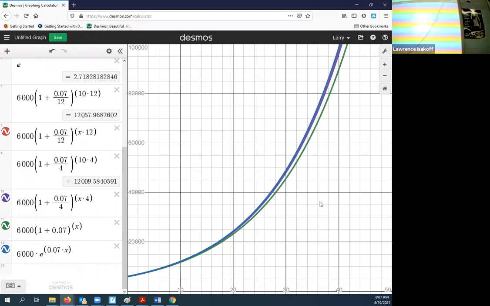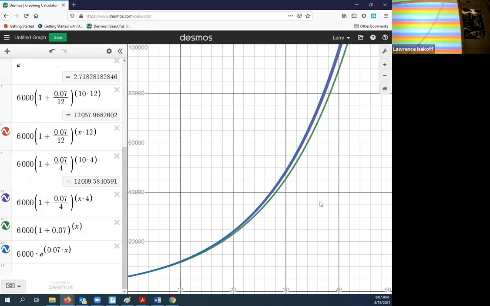So we notice over 50 years, the blue line seems to grow the fastest, the green line's the slowest, but they all are pretty similar to each other, right? So that's an idea of exponentials there.